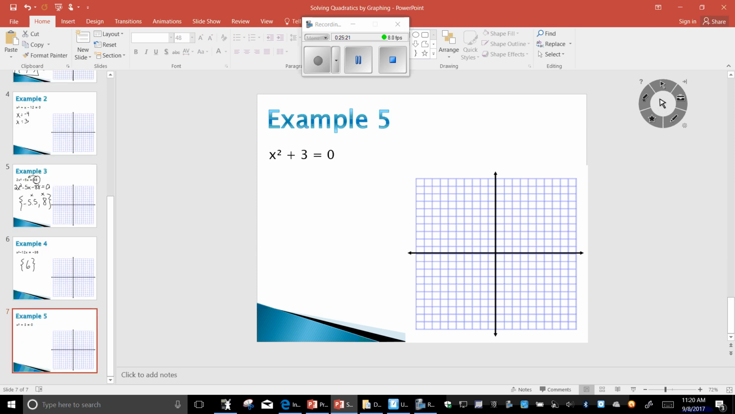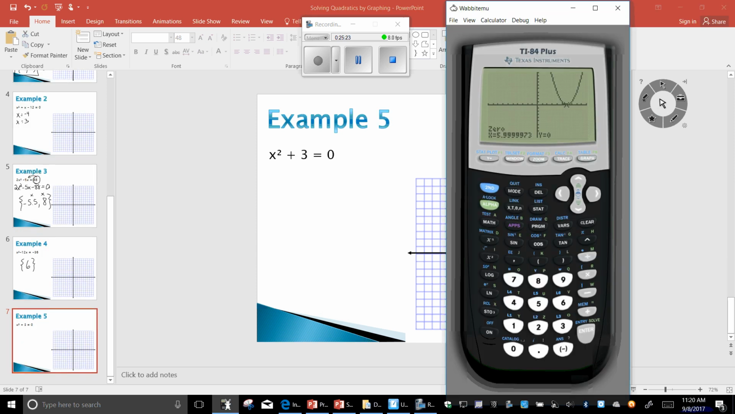Last one. Let's put it in. Let's see what we think. X squared plus 3. See if you can find your zeros. I'll give you a second to stew on it.